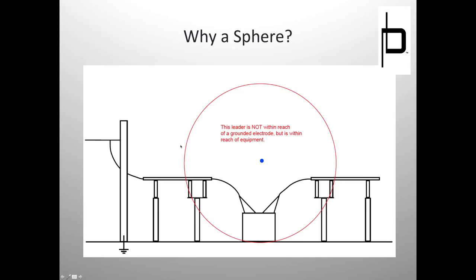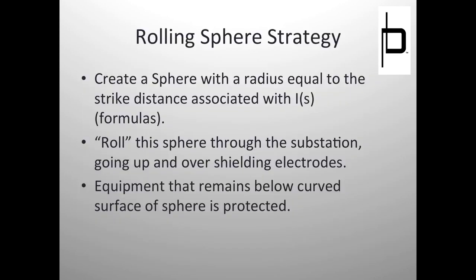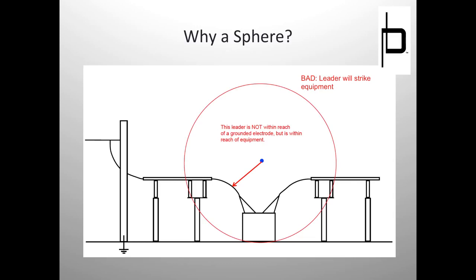Right? It can strike something, and we can't divert it. We can't tell it to strike our grounded electrode instead. Okay. All right, so it will most probably strike the equipment, and so these are the kind of strikes we want to avoid. Any questions about this?